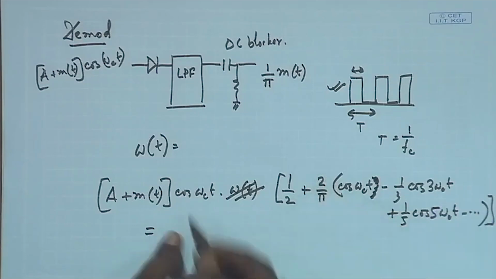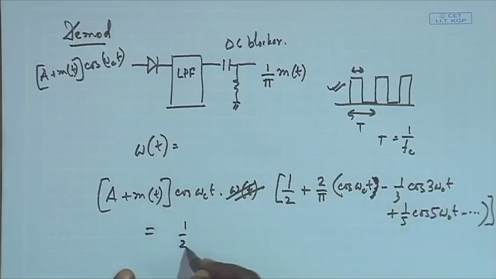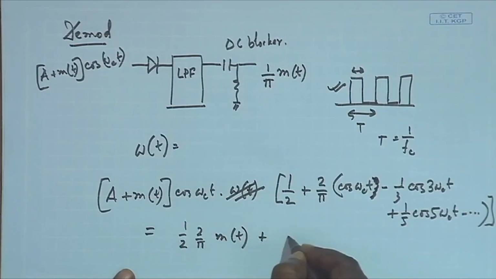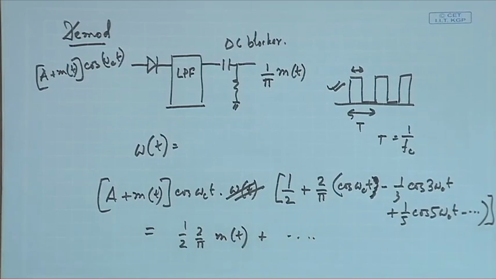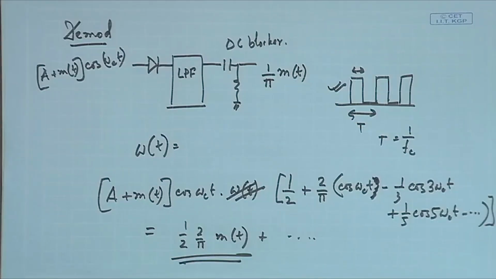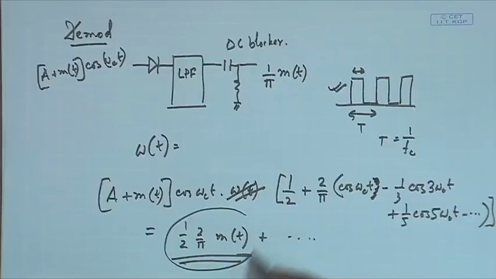So, if I just pass it through a low pass filter, only that part will come out, which is half into 2 by pi into mt, plus there will be all other harmonics. If you multiply all these things, you will see there will be other harmonics, some terms into mt into cos omega ct and cos 2 omega ct, 3 omega ct and all those things. Okay. So, I will only have this part.